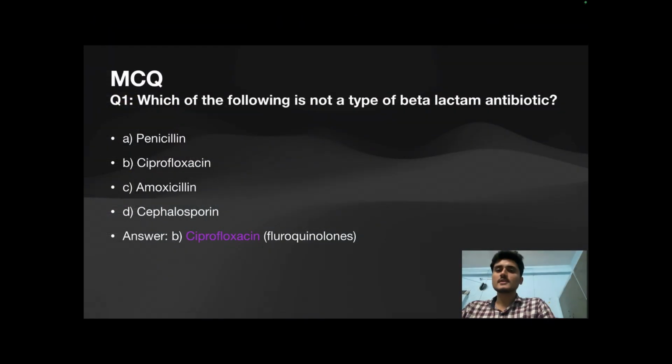Now we will see MCQs. Which of the following is not a type of beta-lactam antibiotics? Option A penicillin, option B ciprofloxacin, option C amoxicillin, option D cephalosporin. Answer: option B, ciprofloxacin. It is included in fluoroquinolones.